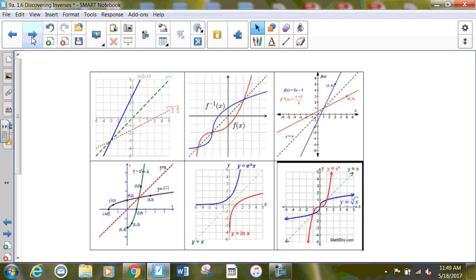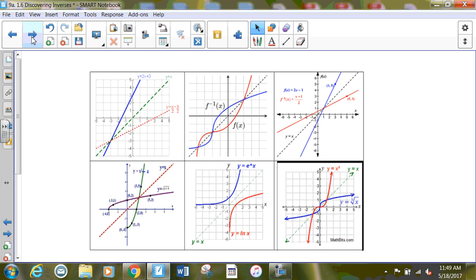Here are some examples of functions and their inverses. The function is in blue. The inverse is in red, I think for all of them, actually. And the line y equals x is sometimes the green dotted and sometimes the black dotted. But this is just examples of what a function and its inverse would look like.